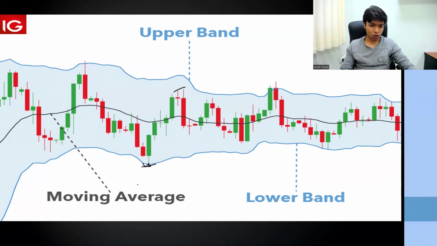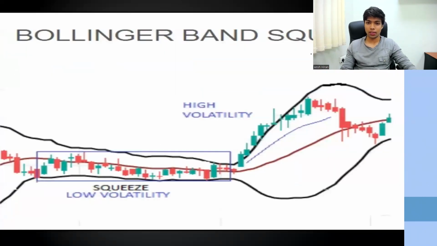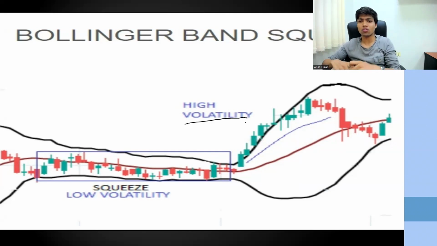So another concept of Bollinger Band is the Bollinger Band squeeze and breakout. What do I mean by that? Look at this. Bollinger Bands, as I said, are also called volatility bands. What is the meaning of volatility? Volatility means the craziness of the market. Craziness means the market is going up, going down, making big crazy moves.